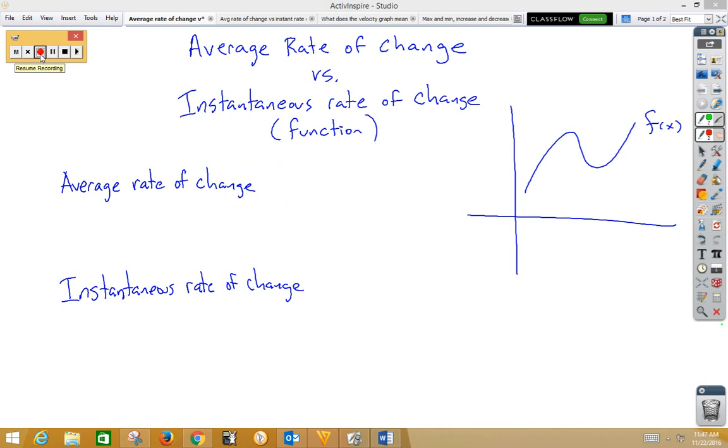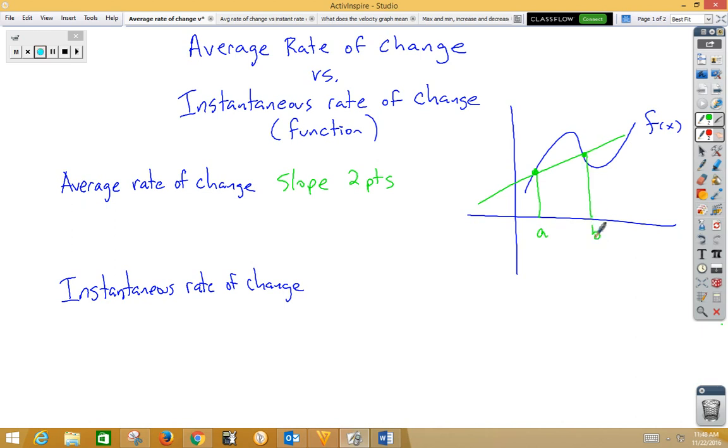In this video, we're going to talk about average rate of change versus instantaneous rate of change from a function. Average rate of change is the slope between 2 points. So imagine on this curve, which is nice, smooth, and continuous, that we have a point A and a point B. The slope of that line would be the average rate of change from A to B.